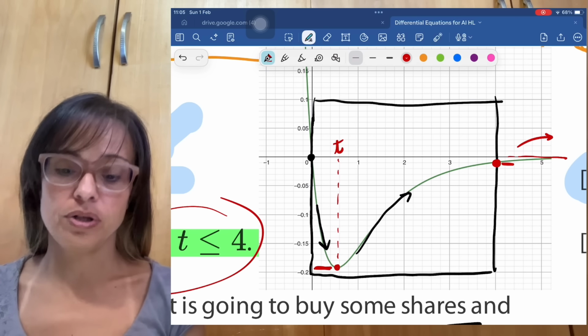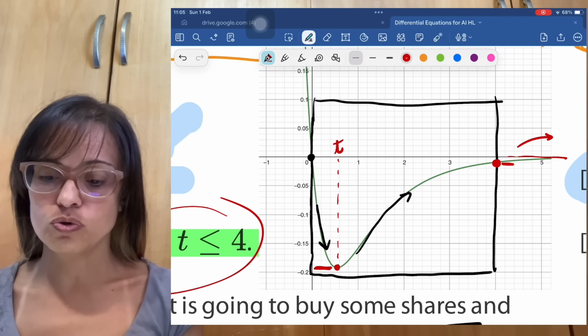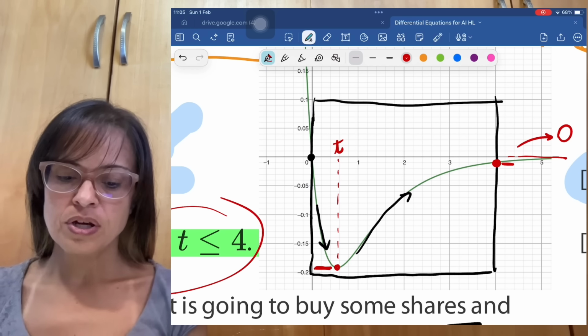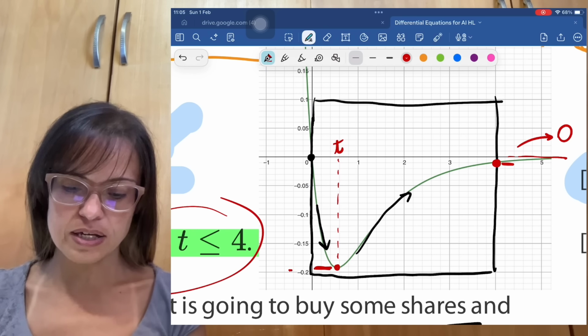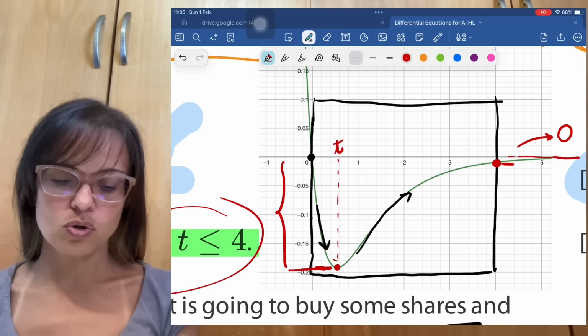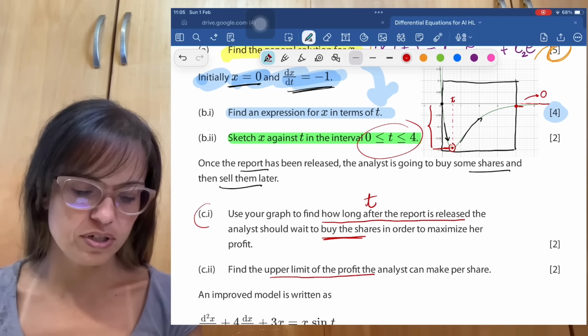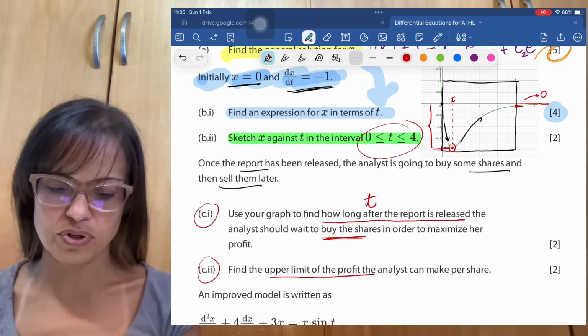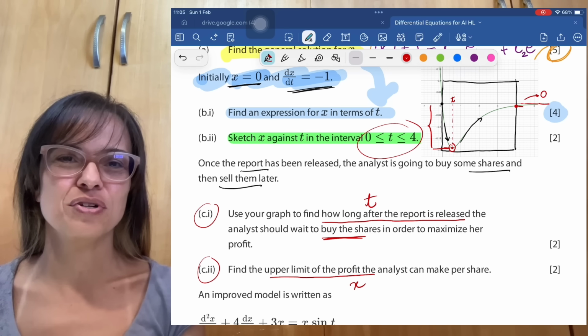And in the long run, as we can see in this picture, the value of the stock is going to get back to 0. So the limit of the profit that she can make is when she buys here, sells at infinity. So it's the y coordinate of this local minimum, which makes sense, right? This was a C1 and a C2. One of them is asking for the horizontal coordinate and the other one is asking for the vertical.